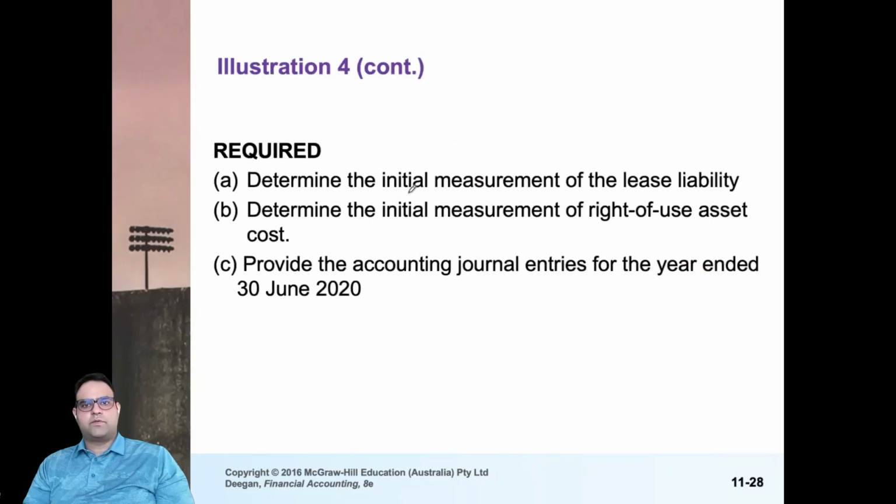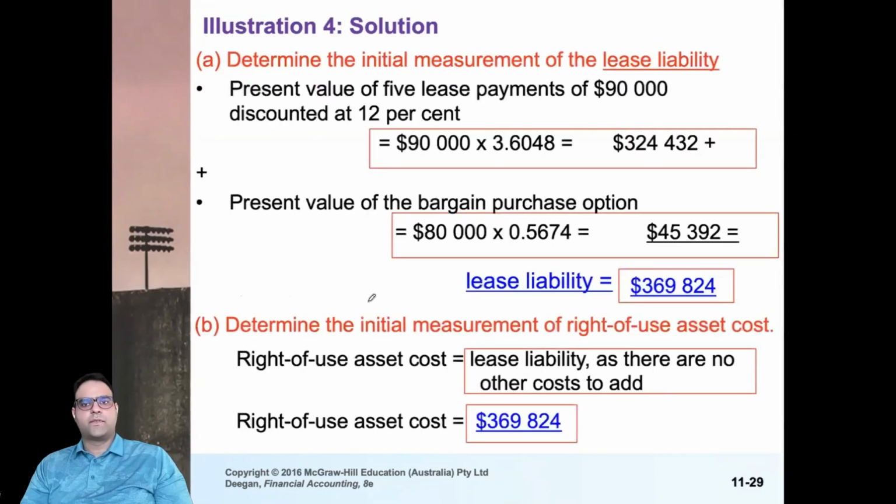So they ask you to determine the initial measurement of the lease, the initial measurement of the right of use. So actually the lease liability plus direct cost is equal to the asset value. And afterwards, they ask you to provide the journal entry for the year ended 2020 at the start.